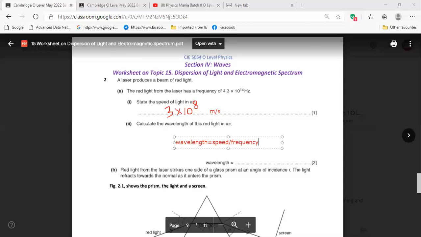Then our speed already we got. What is the speed? 3 times 10 to the power 8. And what is the frequency given? 4.3 times 10 to the power 14. So if you calculate, what is the answer, the wavelength?